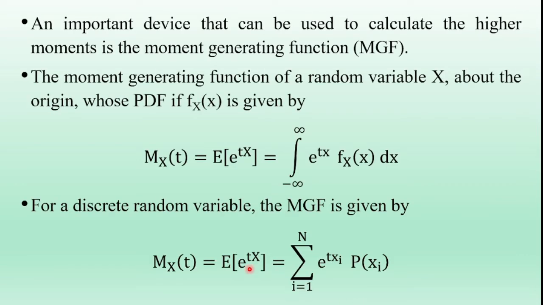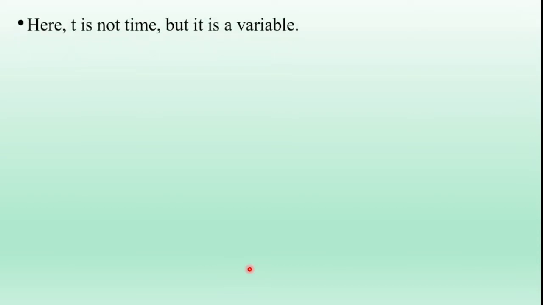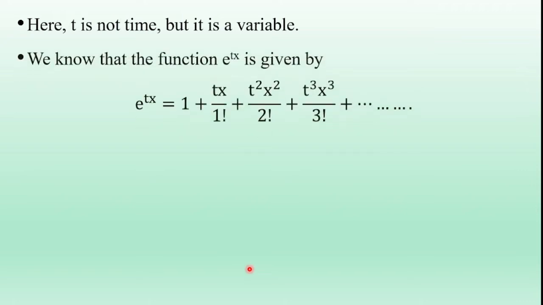Here in this expression, small t is not a time. It is a variable. Since the moment generating function is used to generate the moments, it is known as the moment generating function. M_X(t) is used to generate the moments.